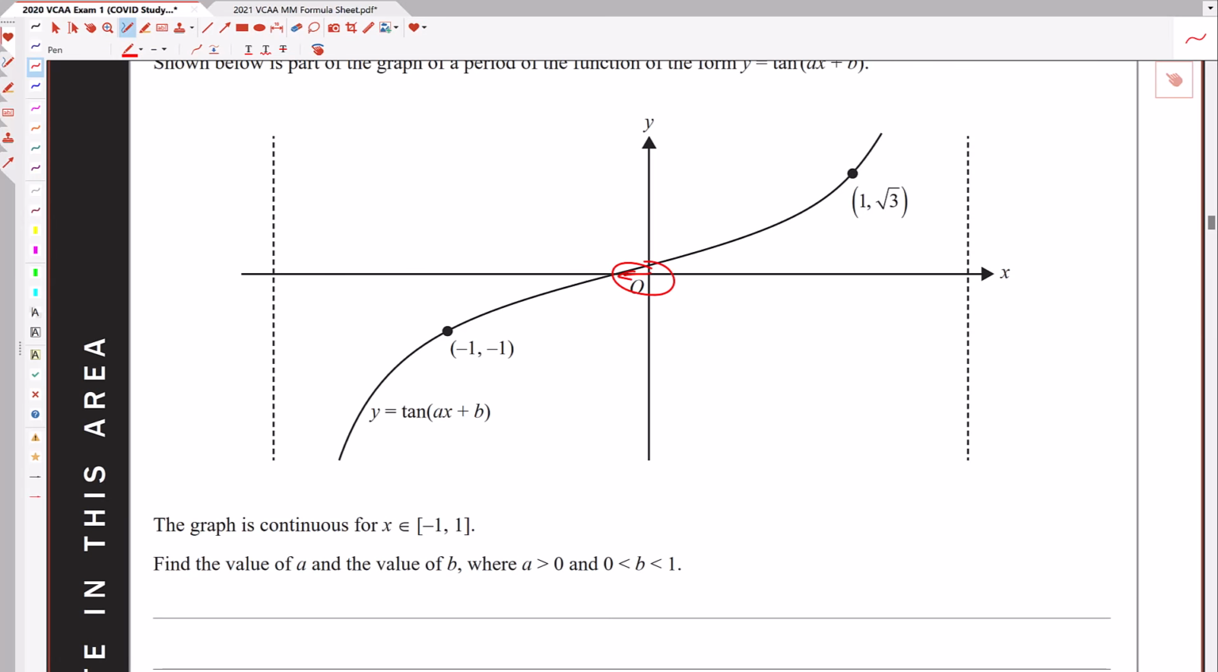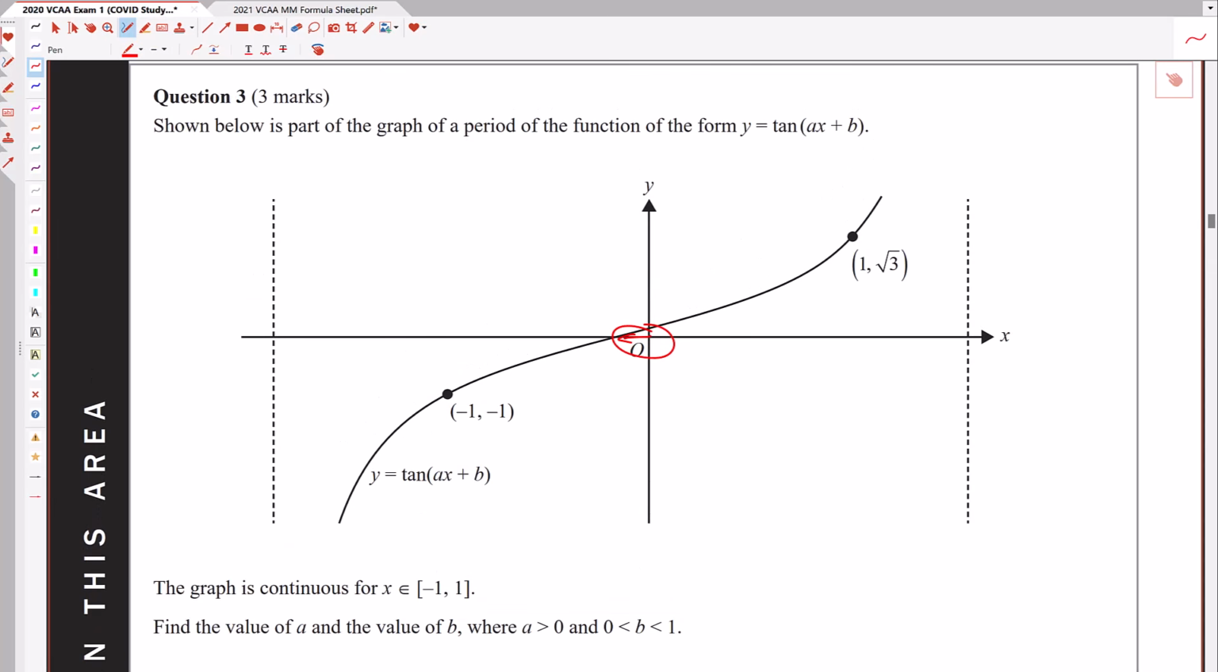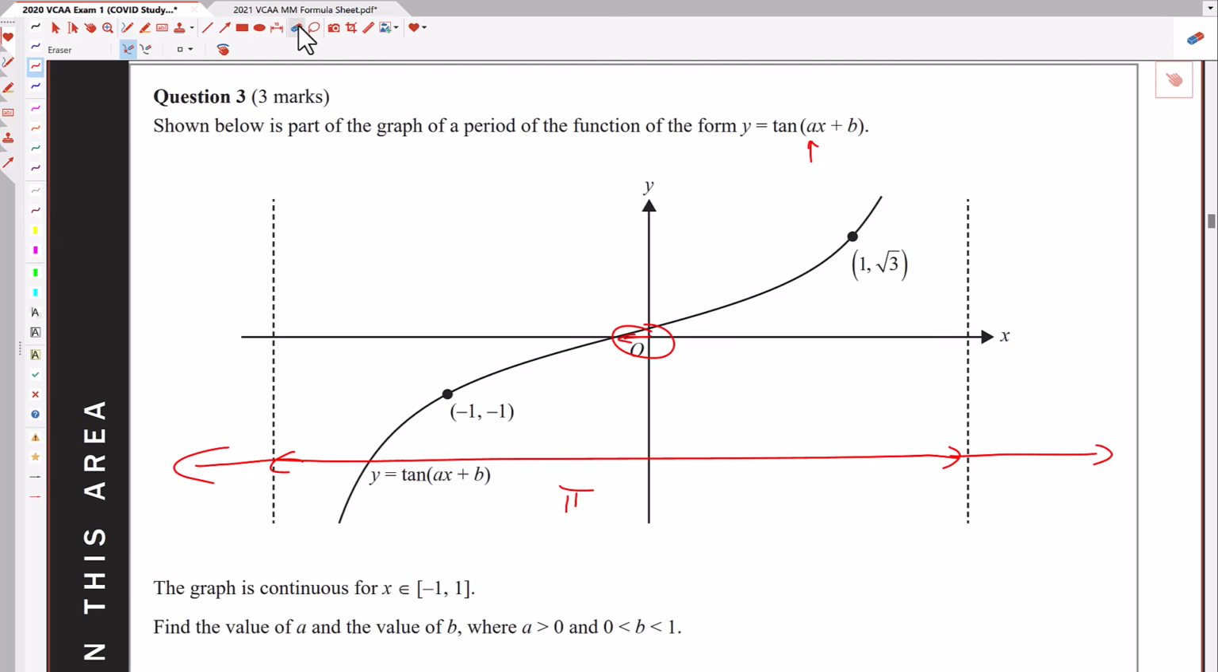Find the value of A and the value of B where A is bigger than 0. So the standard period of a tan graph is pi, which would mean that if A was 1, this distance from here to here would be pi. Actually, okay, I was thinking it was bigger than 1. If A is somewhere between 0 and 1, then we would have got wider than pi, but if it's bigger than 1, then it's become narrower. So we actually don't have confirmation of which way the dilation is happening.